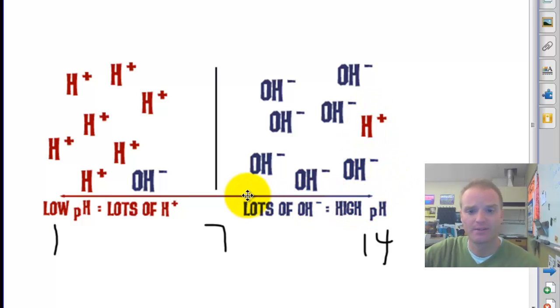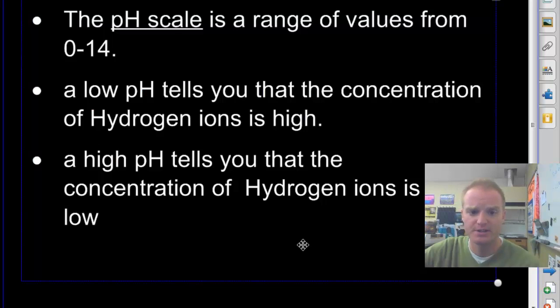And so that's the idea of what this pH scale means. With our next step here, this pH scale is a range of values from 0 to 14. We talked a little bit about it in our last notes also. And what it's really focusing on is the amount of hydrogen ions.